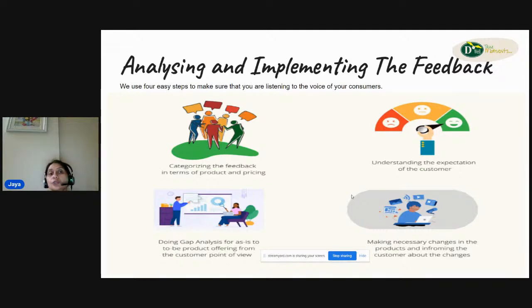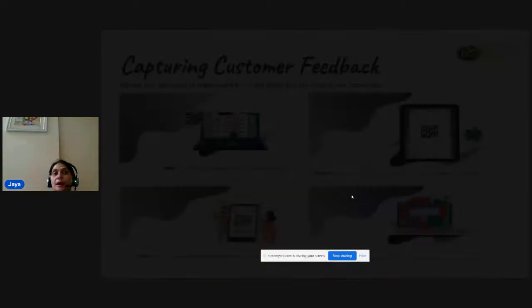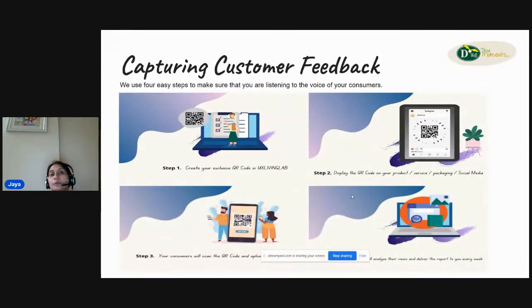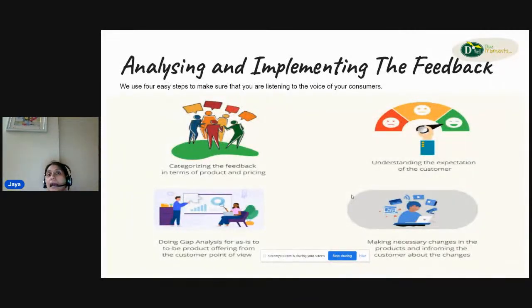This is how we do it. The first part is capturing feedback, which is the most important. You all require this, and these are the 4 major steps, very easy. We can create your QR code, we can display the QR code on the product, and we will monitor the people who are scanning it, and then we can provide you the reports for the same. And the analyzing is the most important.